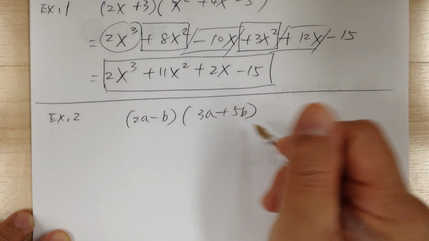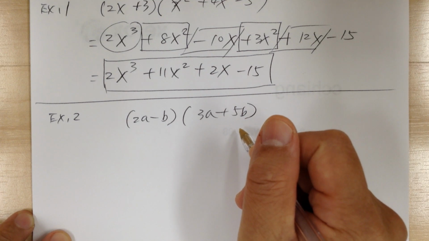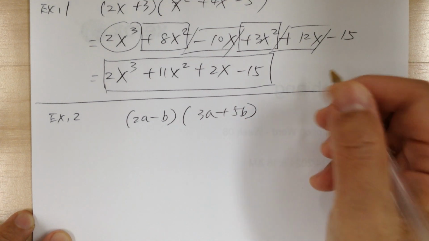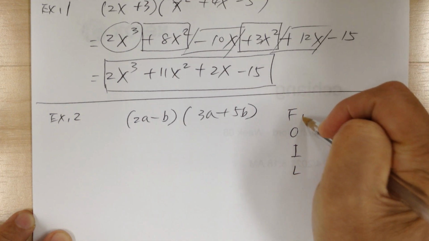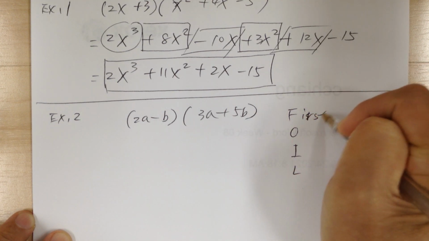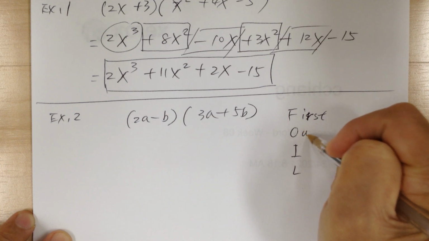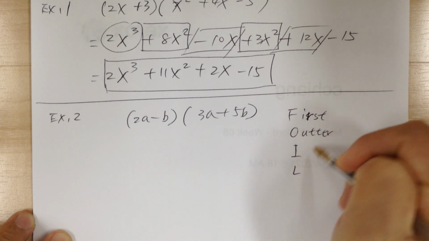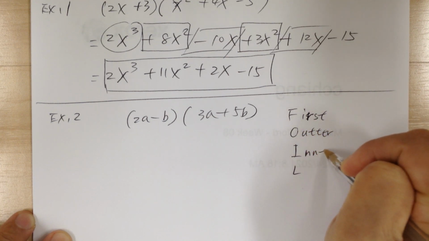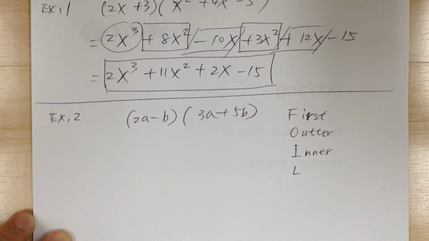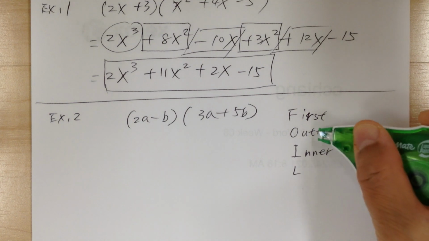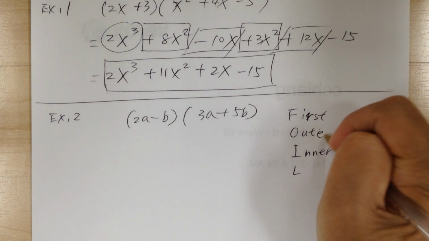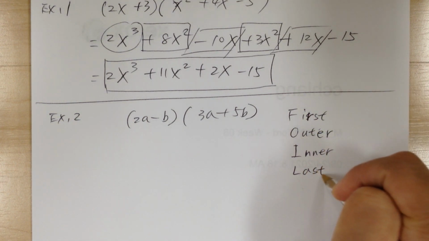Now, when you have two terms times two terms, you have something called the FOIL method. So this is the first term, and this is the outer, inner, and the last terms.